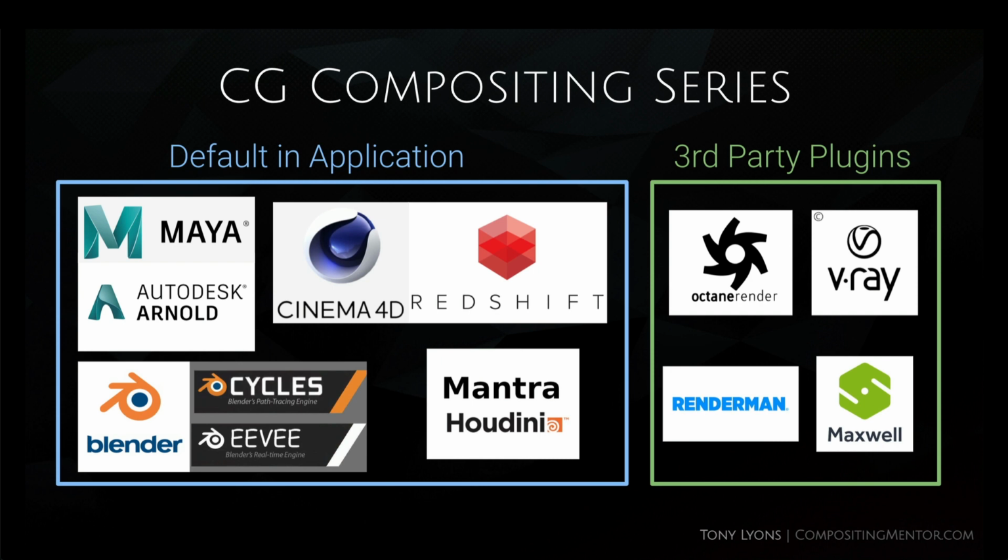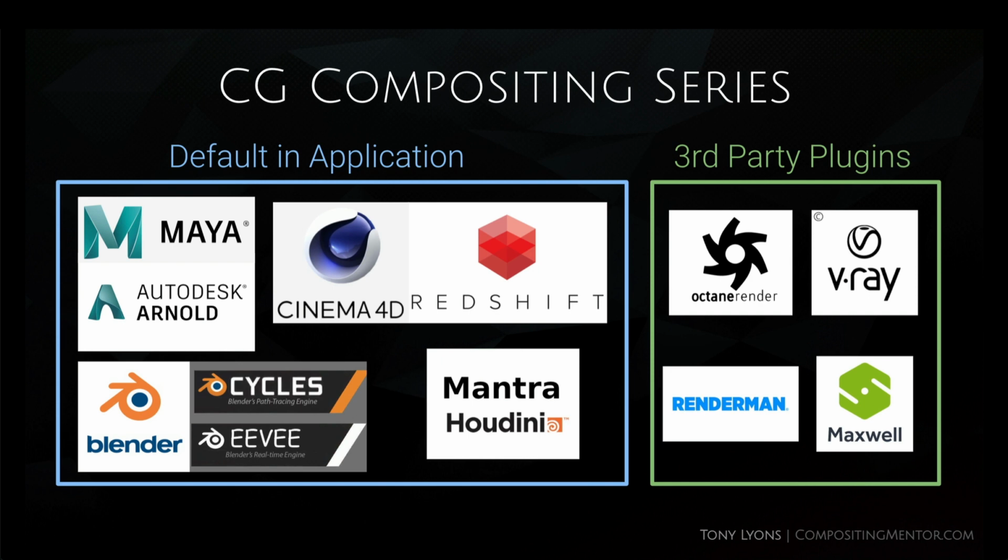What does that mean? It means you can buy them as a plugin, and for example, you could buy Octane for Maya, or you could buy V-Ray for Cinema 4D or something. So they don't belong to any particular application. And also, it does not mean that Arnold is only exclusive to Maya. I'm just saying that it comes default with the application, so that's why it tends to be used quite a lot in the industry.